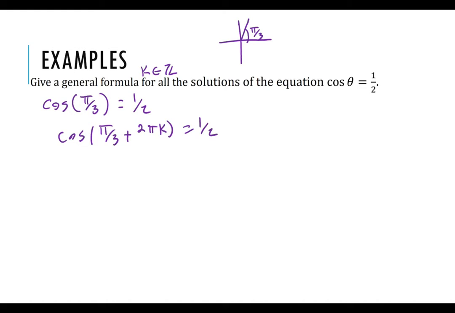Well, what else happens? Remember that all students take classes, and so cosine being positive in the first quadrant and in the fourth quadrant means that we're also going to have to deal with the reference angle of pi thirds in the fourth quadrant, and recognize that that is a coterminal angle with something between 0 and 2 pi, being 5 pi thirds. And so I know that cosine of 5 pi thirds is also going to equal 1/2.